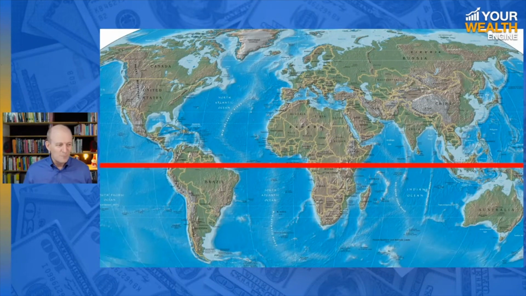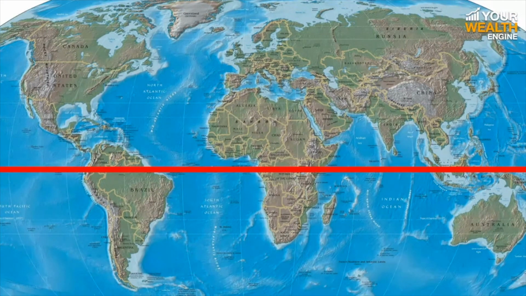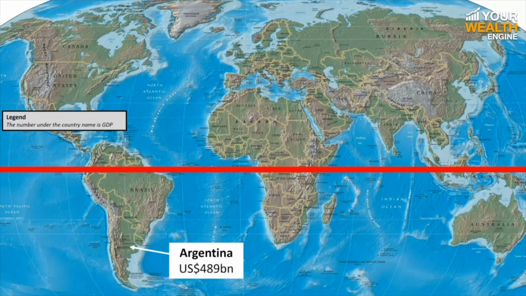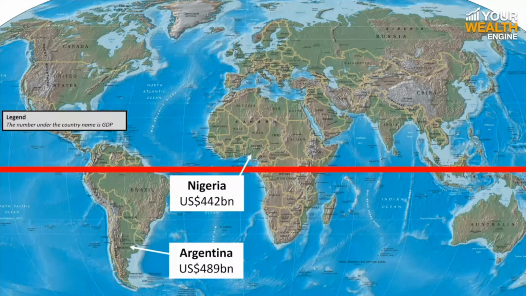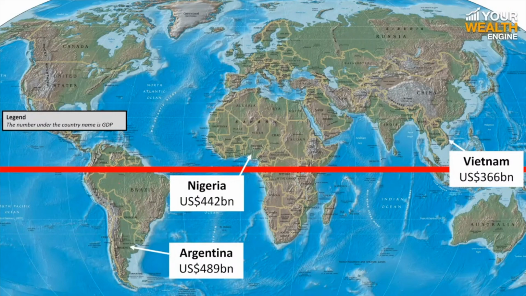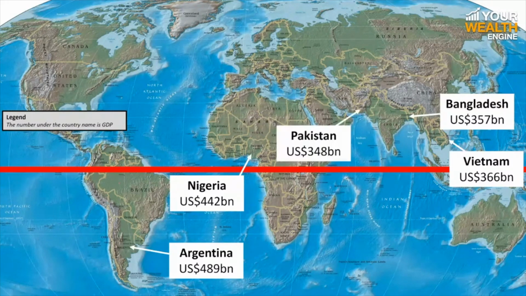Here is a map of the world, and my goodness, let's just take a look at it in full detail. In the legend, in the numbers below the country, I'm going to show the GDP of that country. So Argentina is oftentimes considered a frontier market. It's got $489 billion. And also Nigeria here, it's got $442 billion GDP. Then there's Vietnam at a $366 billion GDP. And then there's Bangladesh with a $357 billion GDP. And then Pakistan with a $348 billion GDP.